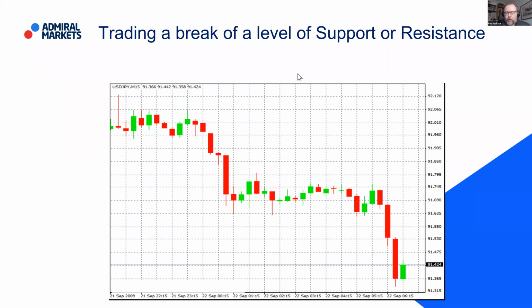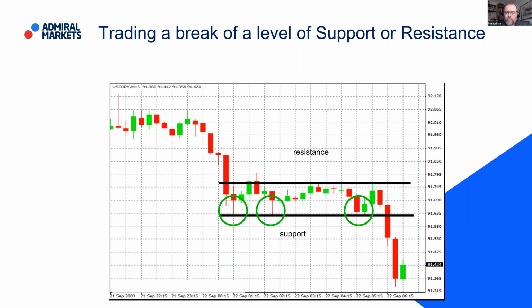For those of you who are completely new, we look at trading a break of a level of support or resistance. Here is a 15-minute chart of the dollar against the Japanese yen. What we're really interested in is that we can identify levels of support and resistance. In this case they're short-term ones, but it's the idea of being able to identify particular levels that leap off the chart at us, like a level of resistance, or alternatively a level of support.